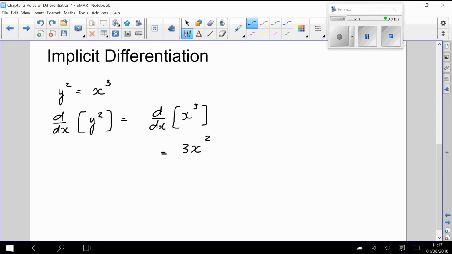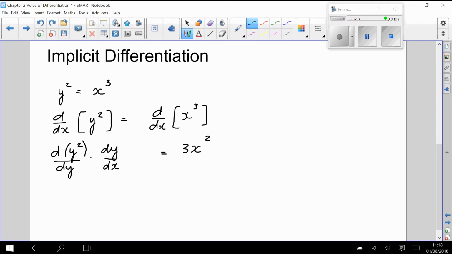But this is not so easy on the left-hand side. If I look at the left-hand side, my expression is in y, but I must differentiate in the variable of x. We're going to do this using the chain rule, and all you have to understand at this stage of your career is the mechanics of the rule. In other words, I'm going to find the derivative of y squared in the variable y, and I'm going to times that by dy dx.